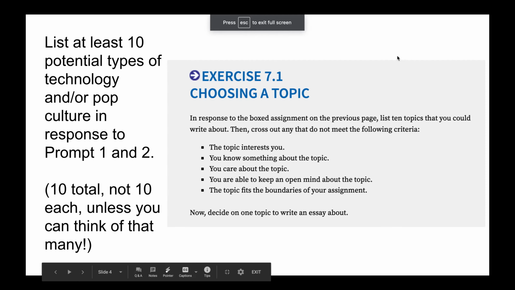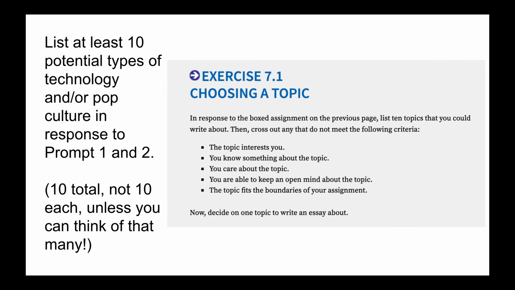So first of all, Exercise 7.1 here in the textbook, in this choosing a topic section, includes some instructions for you. In response to the first 3 prompts, this should say Prompt 1 and Prompt 2 and 3. So in response to the first 3 prompts, the ones that are chosen for you, I want you to list 10 potential topics total. So not 10 for 1 and 10 for 2 and 10 for 3, just 10 total of whatever stands out to you, whatever comes to mind that you could potentially write about. So just any 10 total, okay?